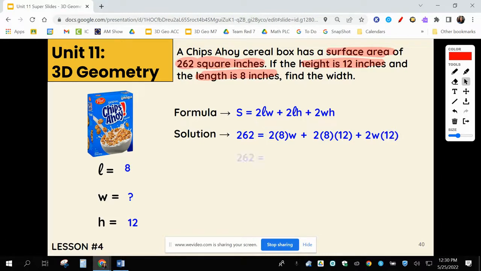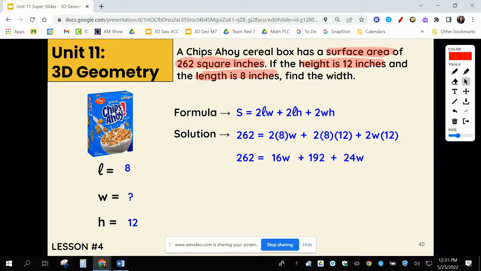All right, so now we're going to clean this up. 262 equals 2 times 8 times W. Well, 2 times 8 is 16, so 16W plus 2 times 8 times 12. Okay, go ahead, pick up your calculators and do 2 times 8 times 12. You should get 192 plus 2 times W times 12. Well, 2 times 12 is 24, so we're going to write 24W.